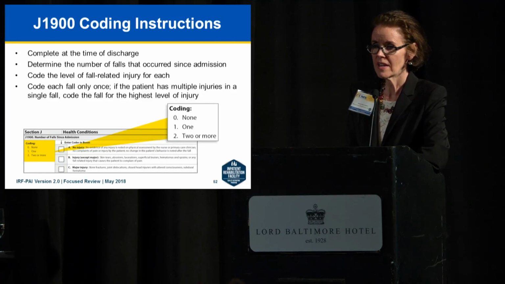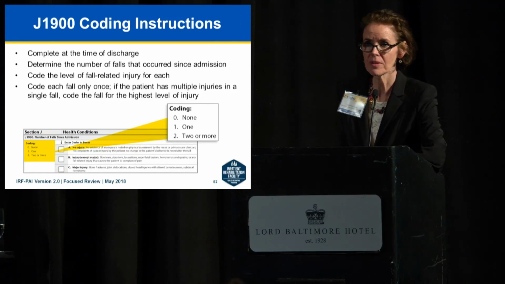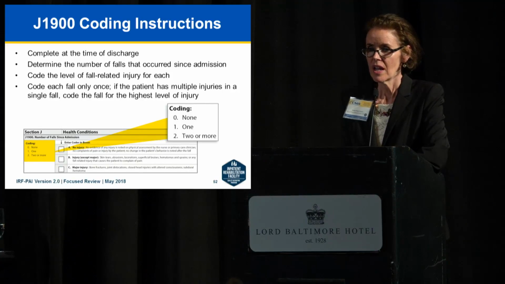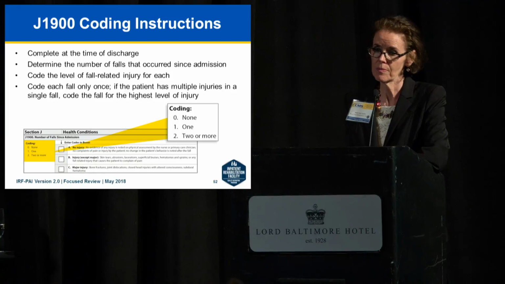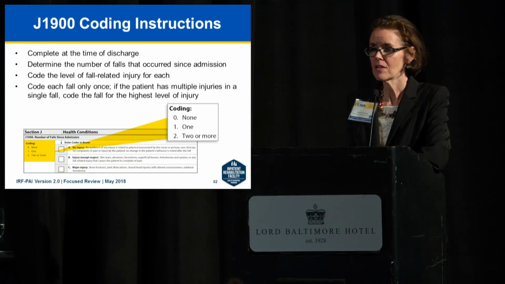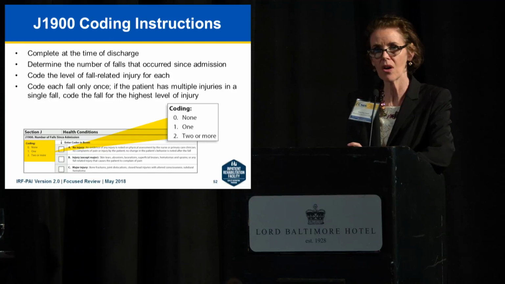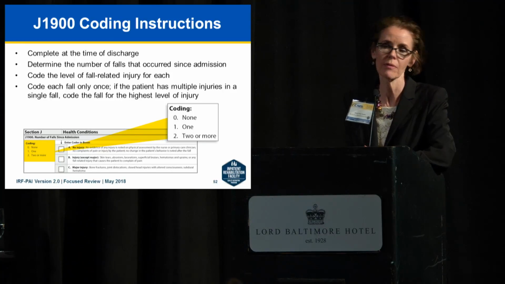So, J1900 coding instructions: you want to complete this at the time of discharge, and you want to determine the number of falls that occurred since the patient was with you, and code the level of the fall. Code each fall only once, and if the patient has had multiple injuries within a single fall, you're going to code to the highest level of the injury.